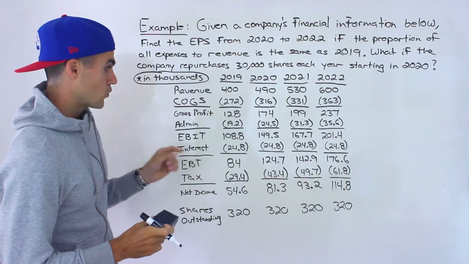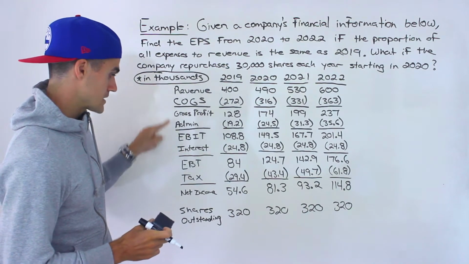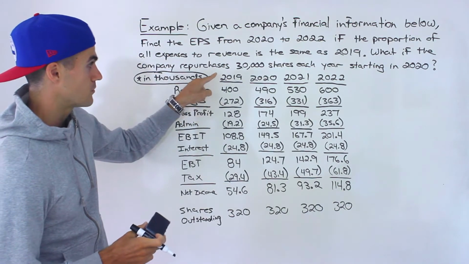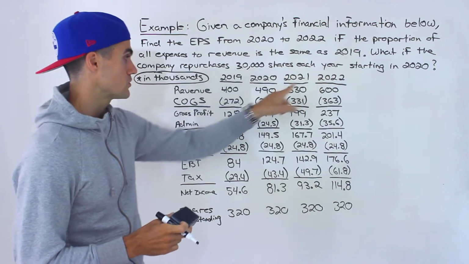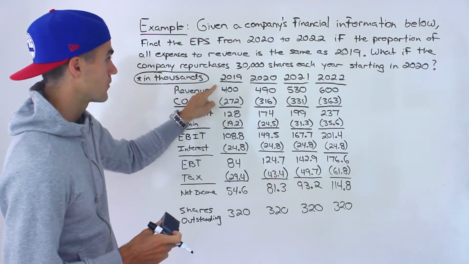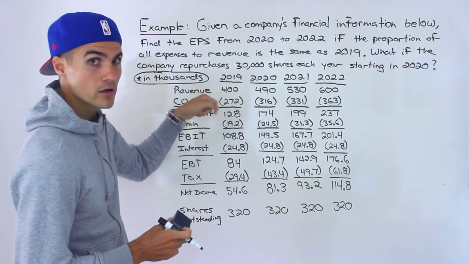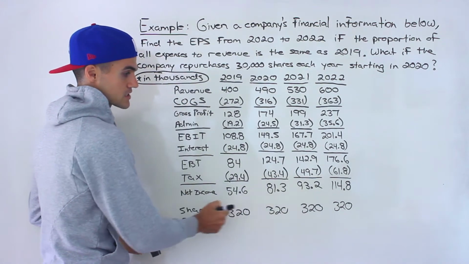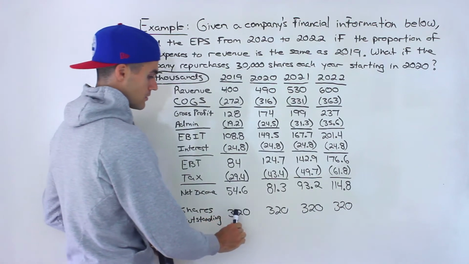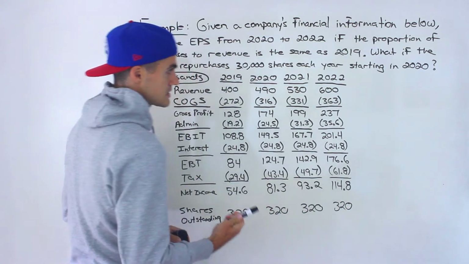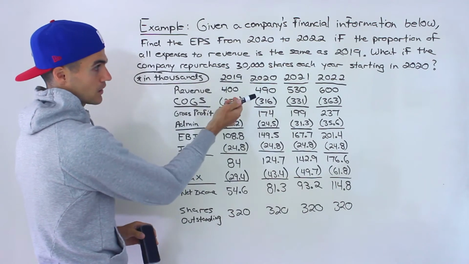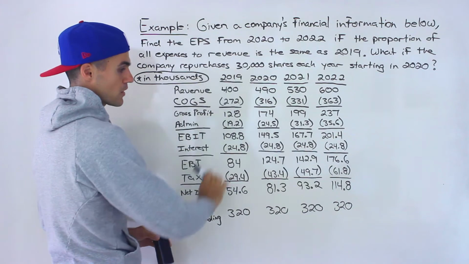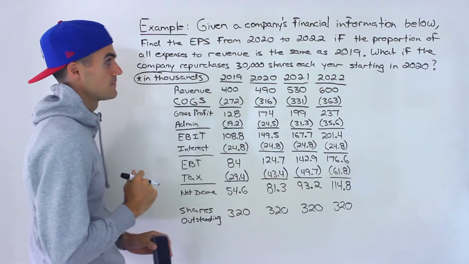So notice we're given a company's income statement here, from revenue to net income from 2019 to 2022. All these numbers are in thousands, so like the revenue in 2019 is 400,000. And then we're also given the number of shares outstanding each year, and the number of shares outstanding is consistent. However, in that second question, they're going to change because we're going to be repurchasing shares. But for the first part, they're going to stay consistent.